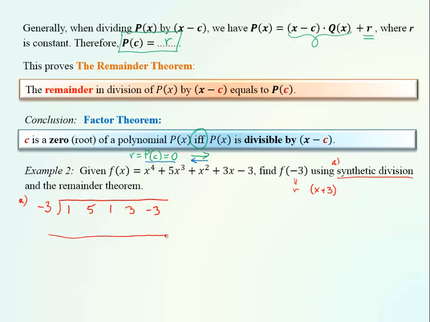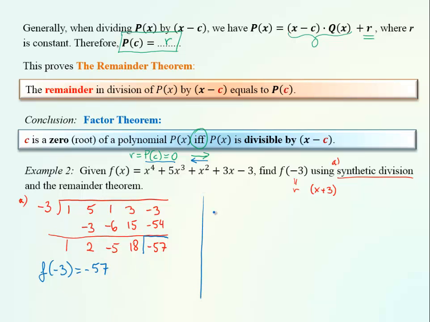Okay, let's go through the synthetic division algorithm. 1 goes down, multiply -3, add, it's 2, multiply -6, add, -5, multiply 15, add 18, multiply -54, and add -57. So when we cut off the last number, this is our remainder from the division. Therefore, we know that f of -3 is equal to the remainder from the remainder theorem, right? It's equal to -57.